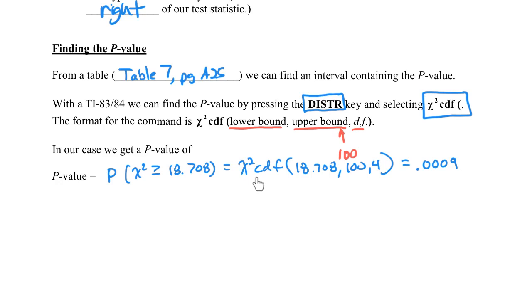Remember, chi-square CDF is just from the distribution key. It's where all the normal CDF, TCDF, all those are. And then when this comes up, just punch 18.708, 100, 4 with the commas in there, and we get our p-value for this problem, which is really small.